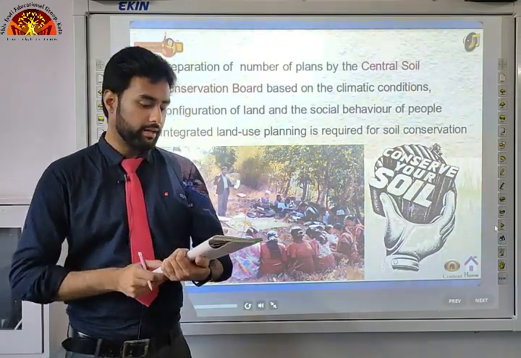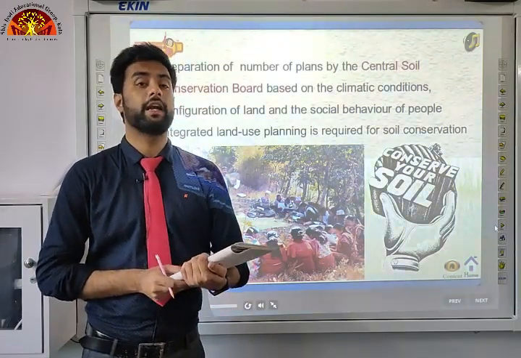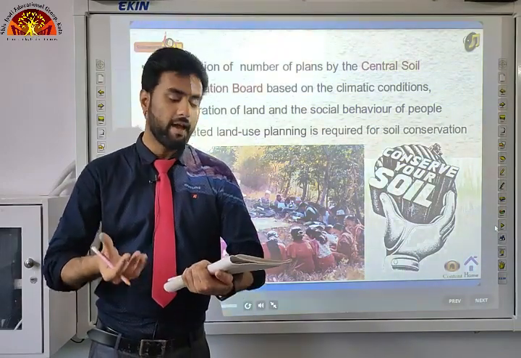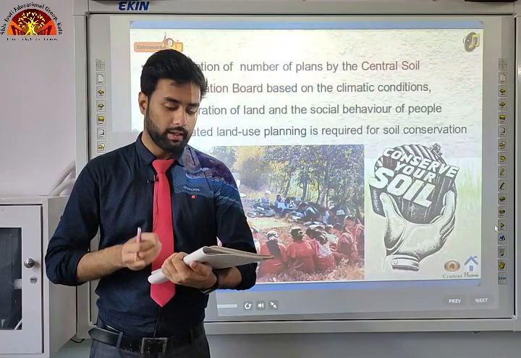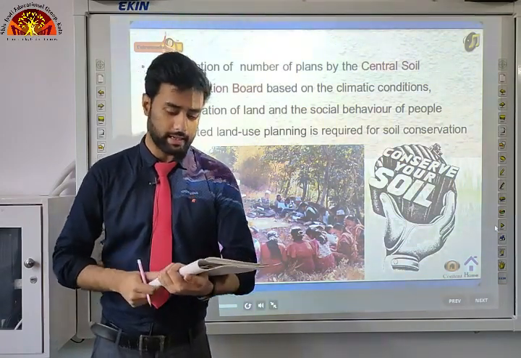Land not suitable for cultivation should be converted into pastures for grazing. Now, the land which is not suitable for cultivation should be converted into pasture, into grazing land where animals can graze. Experiments have been made to stabilize sand dunes in western Rajasthan by the Central Arid Zone Research Institute, that is CAZRI.